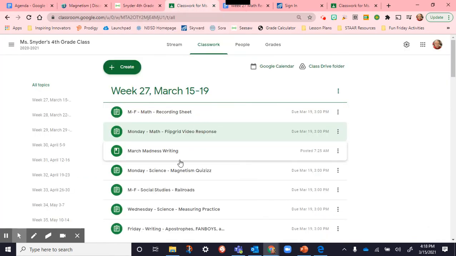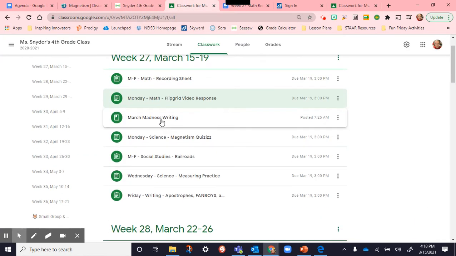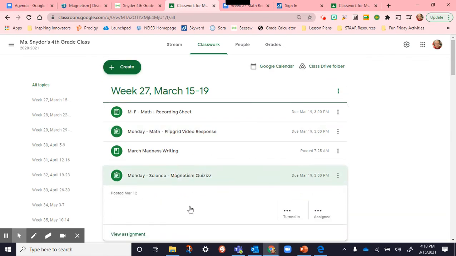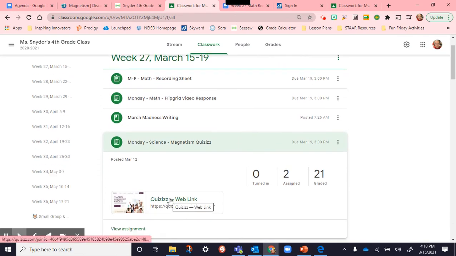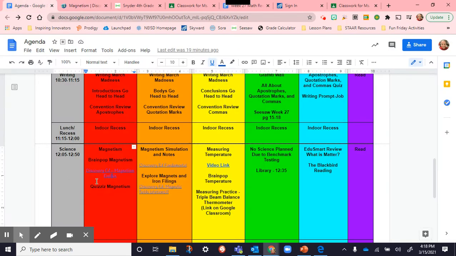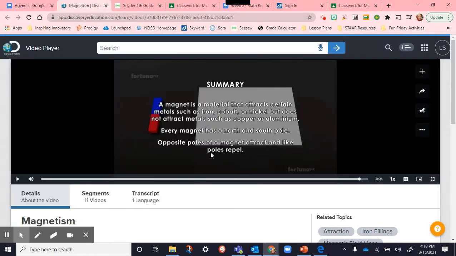And let's see, go here. So if you go here to Monday and go right here, Monday Science Magnetism Quizzes, you can click the link here and it goes straight over that. So if you want to go back, this link right here is on the agenda. So you can click that link and it'll go. Just make sure you're logged into your Launchpad.